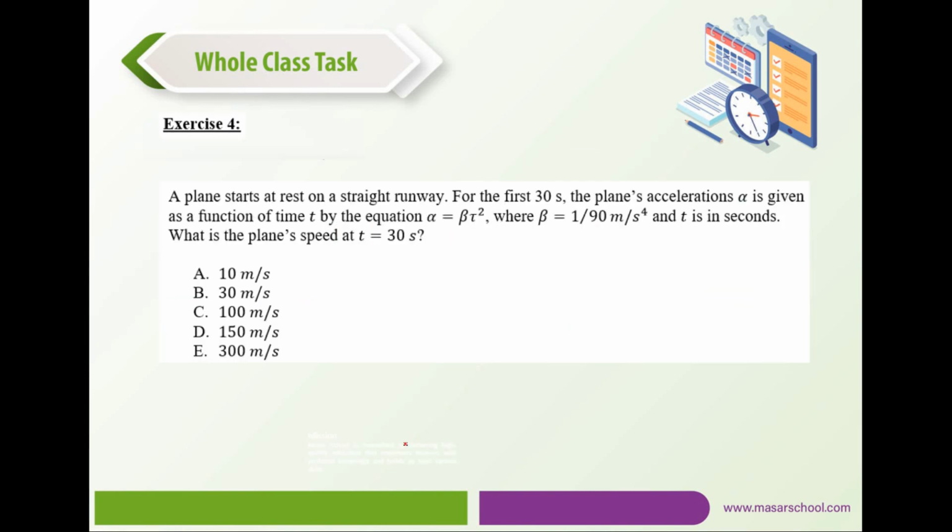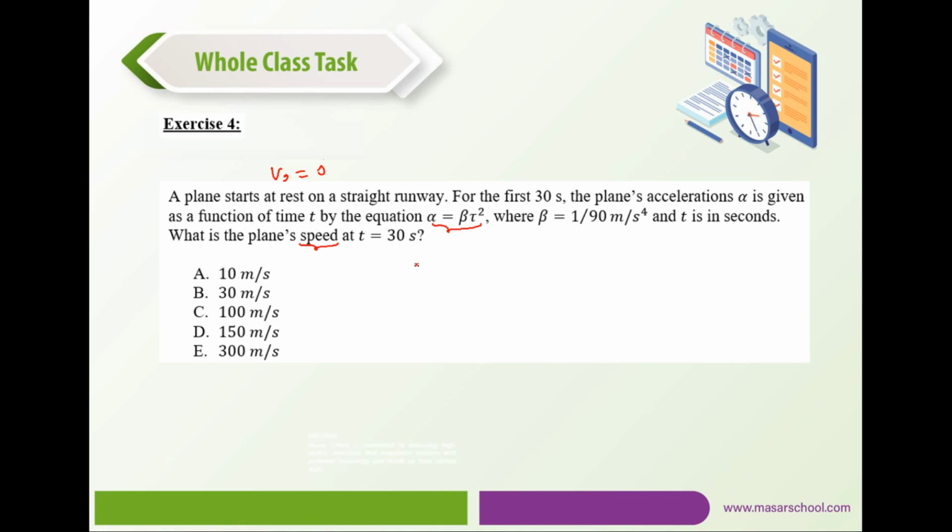Now exercise 4. A plane starts at rest, so the initial speed is 0, on a straight runway. For the first 30 seconds, the plane's acceleration alpha is given as a function of time by the equation alpha equals beta t squared, where beta is 1 over 90 meters per second to the power of 4, and t is in seconds. What is the plane's speed at t equal to 30 seconds? So we need to determine the speed given the acceleration, and this can be done using an integral.